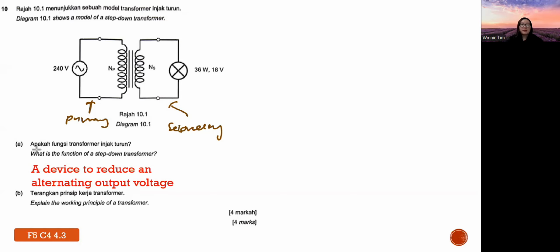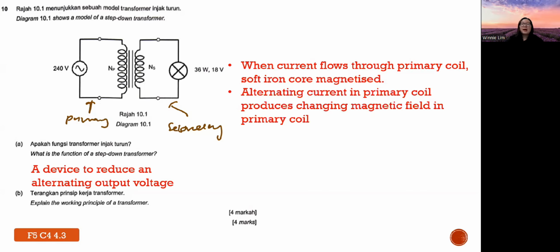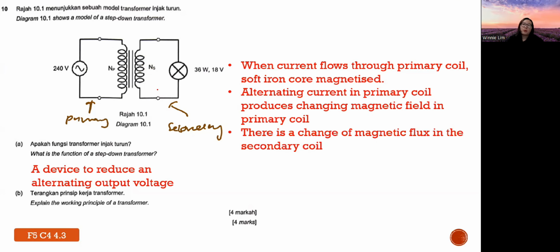So this is the concept. Now we see how you should answer in the exam. Current flows through the primary coil. The soft iron core is magnetized. Alternating current in the primary coil produces a changing magnetic field. This only occurs if you supply alternating current. If you supply direct current, the field will stay there, which means the secondary coil will at most cut it once, and too little EMF is produced, or you can say no EMF is produced.